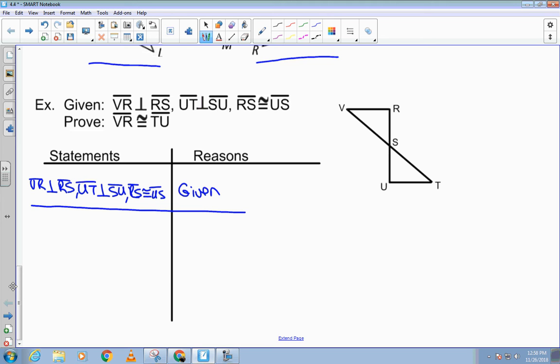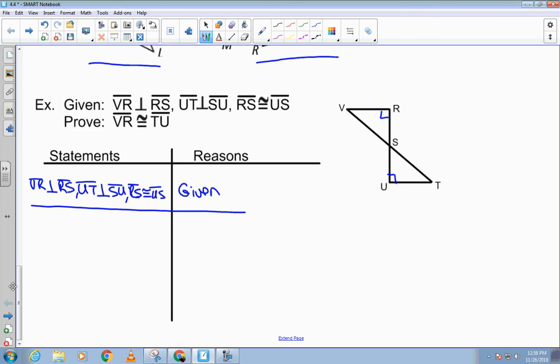What does it mean for VR to be perpendicular to RS? Okay, yes, indirectly. If they're perpendicular, they create a right angle, right? Okay, so that's a right angle. And then UT and SU are perpendicular, which means they create a right angle, right? So I can say that those two angles are right angles. And so what do we know about right angles, other than the fact that both measure 90 degrees?